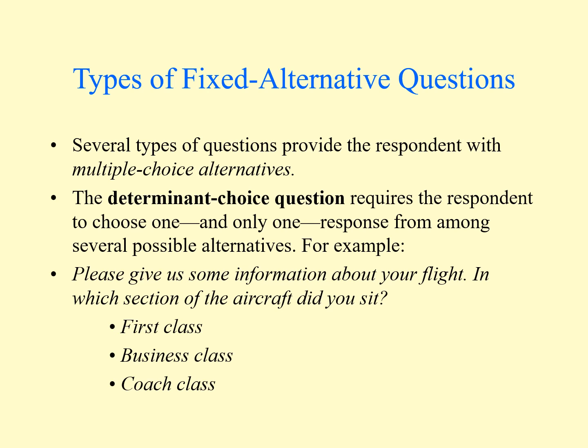Types of fixed alternative questions. Several types of questions provide the respondent with multiple choice alternatives. The determinate choice question requires the respondent to choose one and only one response from among the several possible alternatives. For example, please give us some information about your flight. In which section of the aircraft did you sit? First class, business class, coach class?